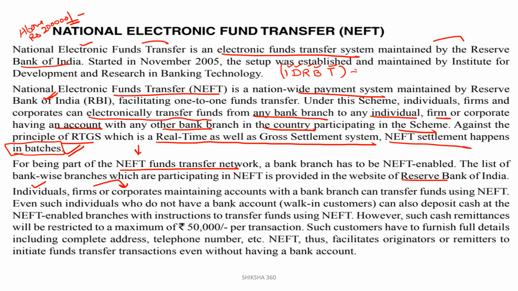Even such individuals who do not have a bank account, that is walk-in customers, can also deposit cash at the NEFT enabled branches with instructions to transfer funds using NEFT. However, such cash remittances will be restricted to a maximum of rupees 50,000 per transaction. Clear? But presently, everyone in the country has their own accounts, so they can easily transfer the funds from their account.